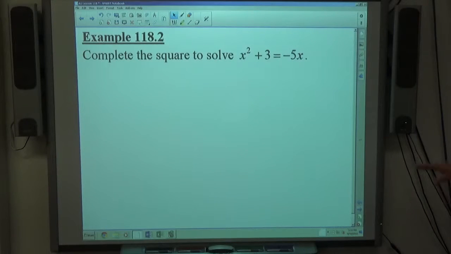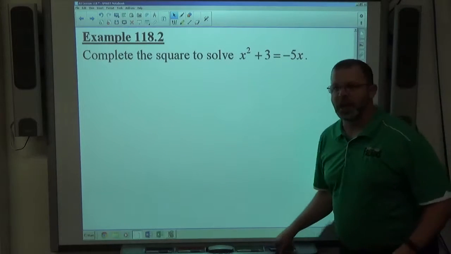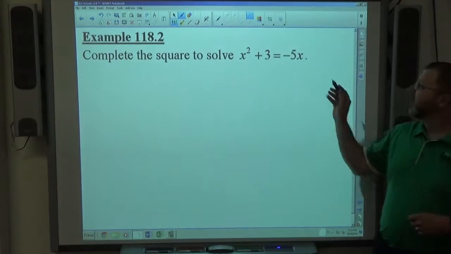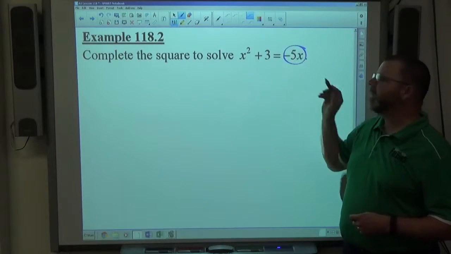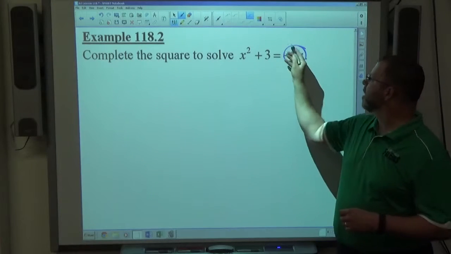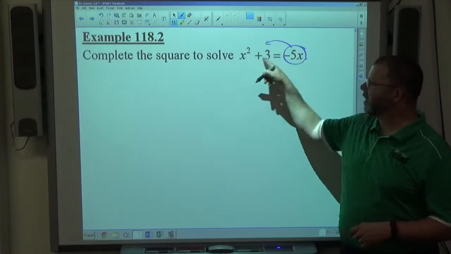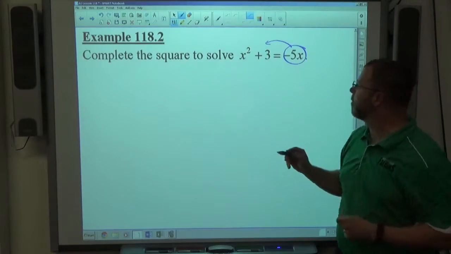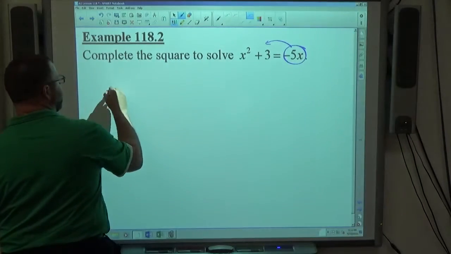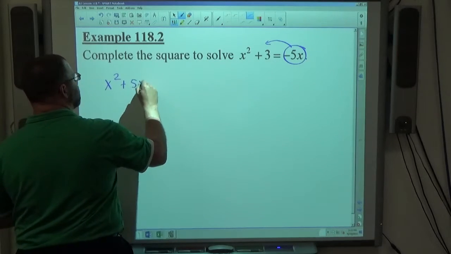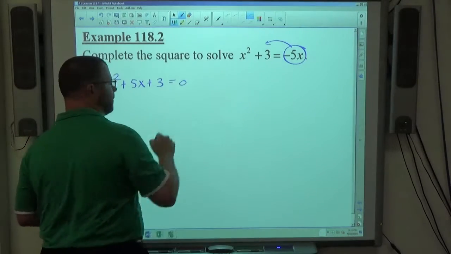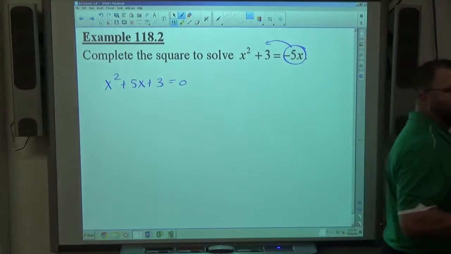Okay, example 2. If there's a difficult one of these for right now, it's one where the b value is odd instead of even, so it doesn't divide evenly. Let me show you how to handle this situation. First off, that's how the problem is written in my book. I'm going to transfer it to my paper by calling it x squared plus 5x plus 3 is equal to 0.